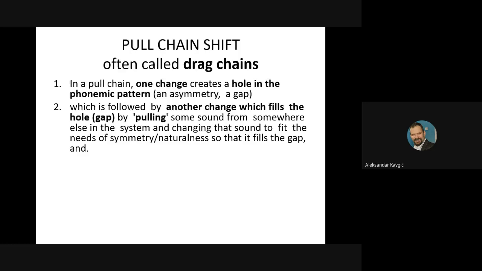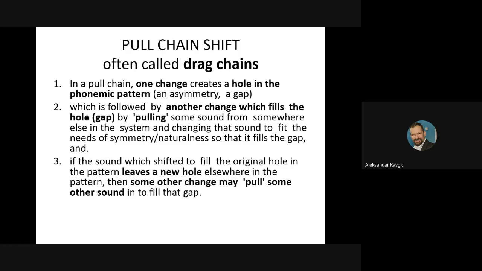The reason why it's a chain shift is that you create a hole, this hole gets filled by something else, but that something else probably created another hole when it moved to fill the hole, so there's a new hole somewhere else. And that means that there's a shift. So one change triggers a series of holes, and theoretically you can make a whole circle of changes. You can return to the starting point.